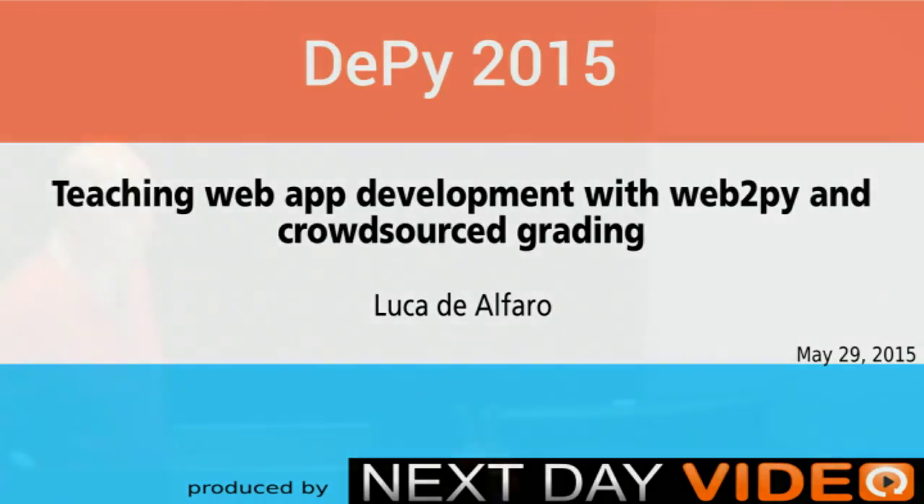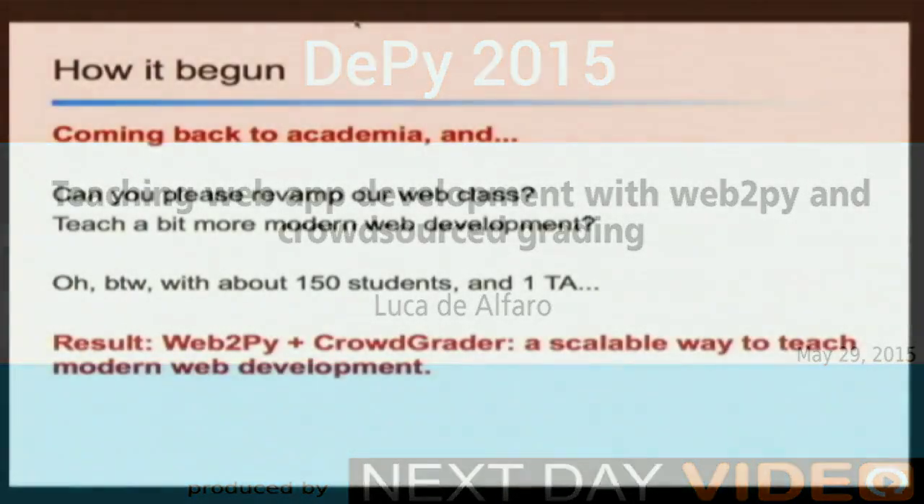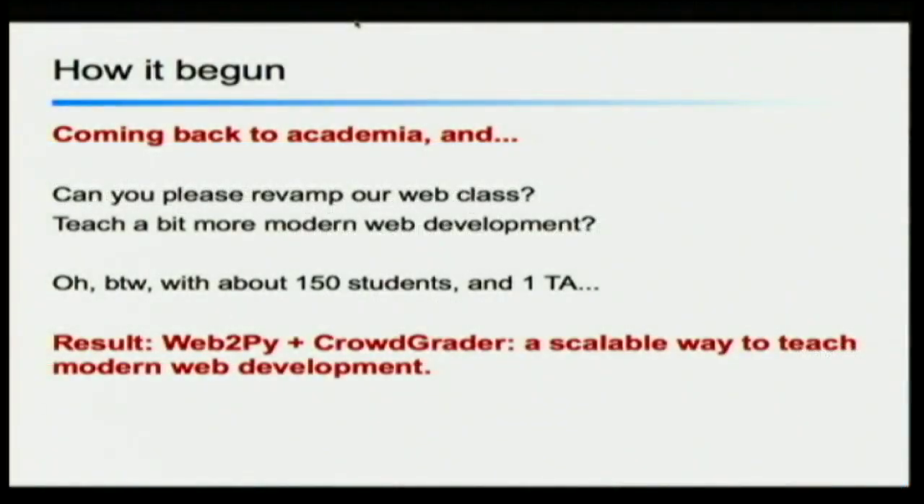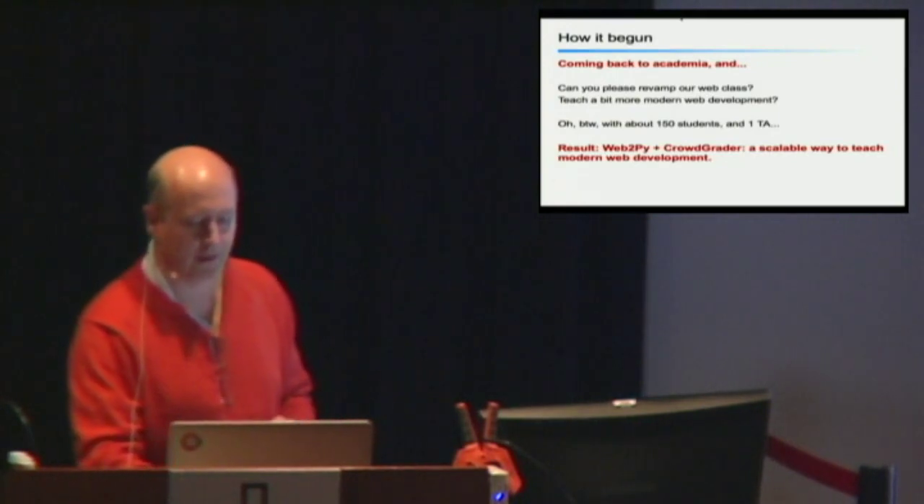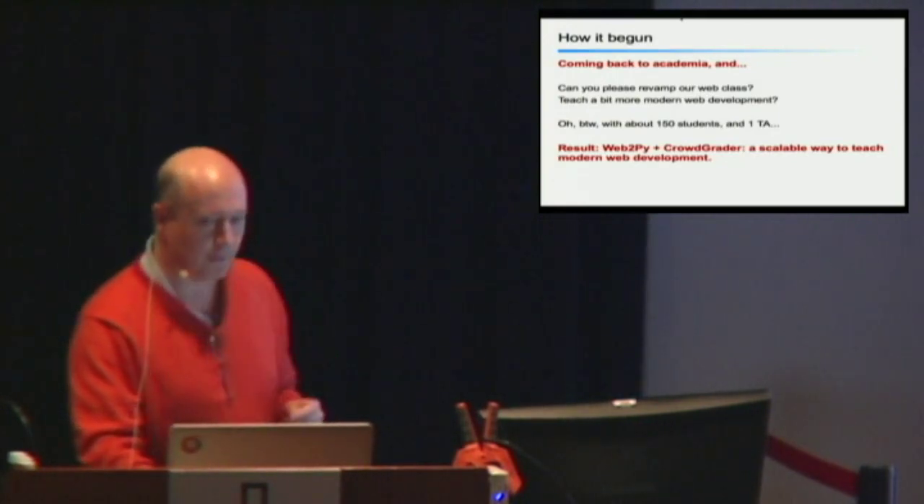So I spent some years on extended leave from my university, and when I came back, I wanted to teach some more modern classes with a larger audience. My department chair told me, okay, why don't you revamp a web class and teach it to a larger audience, about 150 students or so. And by the way, we have only one TA, because the funding these days is hard to come by for more TAs. And so I started to think about various elements of it.